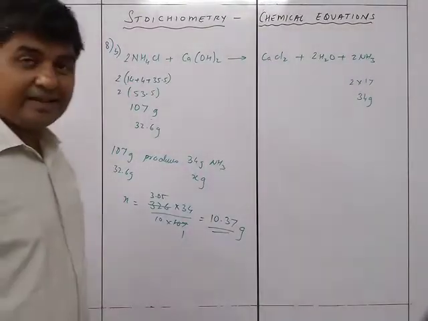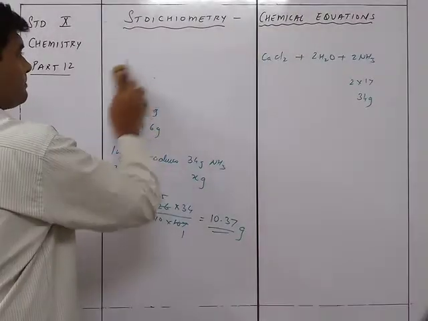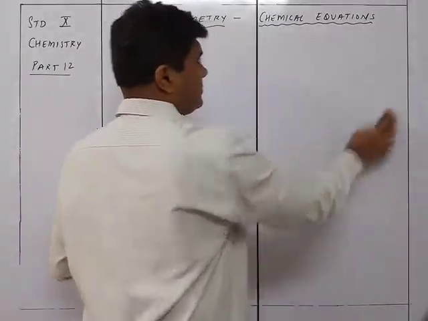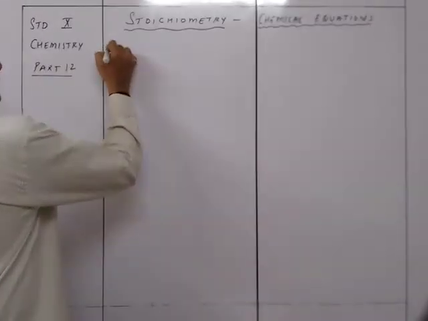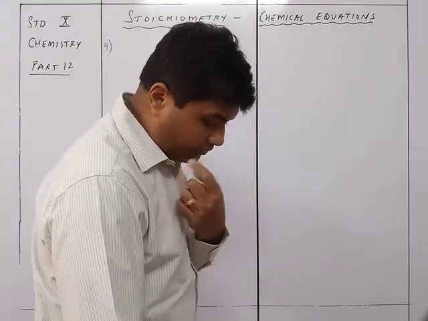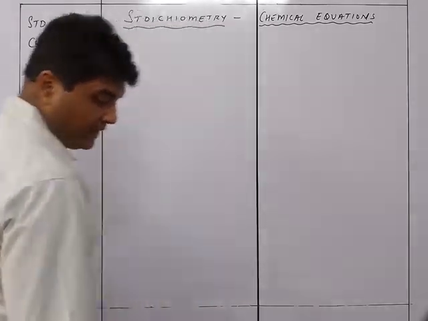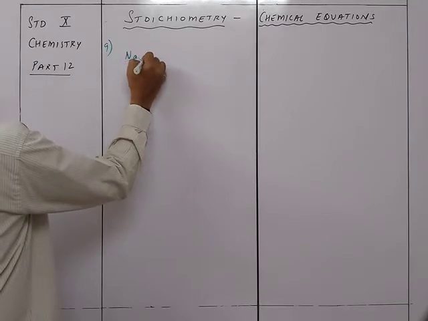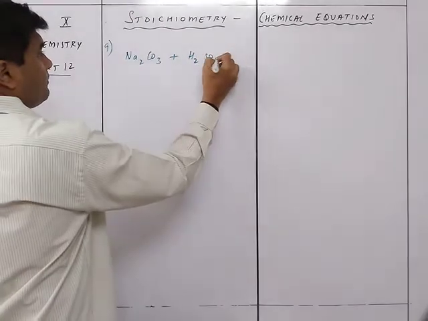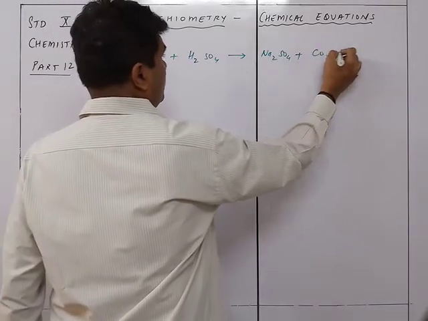Okay, that was 8th sum. We now move on to the 9th sum. Sodium carbonate reacts with sulfuric acid to give you respective salt, water and carbon dioxide. So Na2CO3 plus H2SO4 will give you Na2SO4 plus CO2 plus H2O.